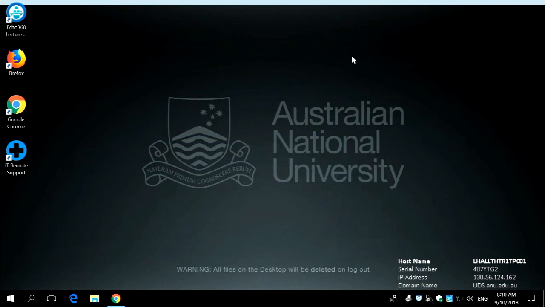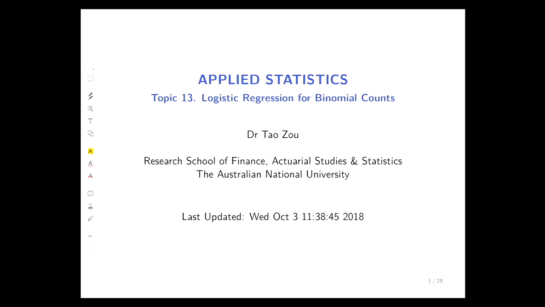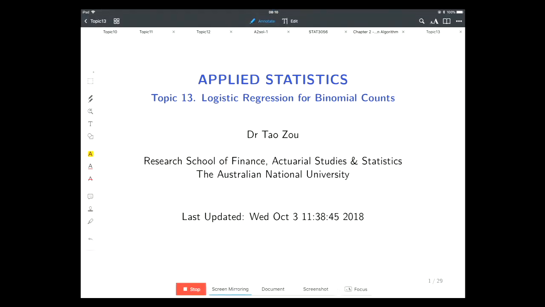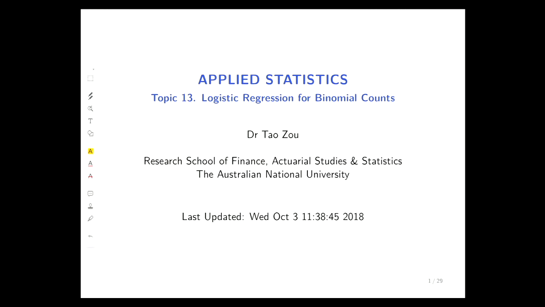More questions about the previous topic? Okay, if you do not have any questions, let's start this new topic, which is called logistic regression for binomial counts. You will find that it has a new name, but it's actually not a very new topic. We are still dealing with very similar data, but we just use another name to call the data type.